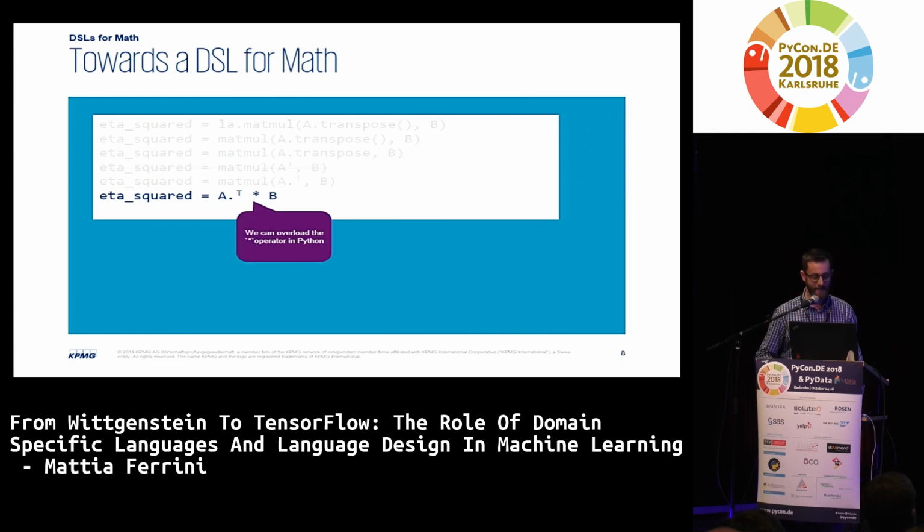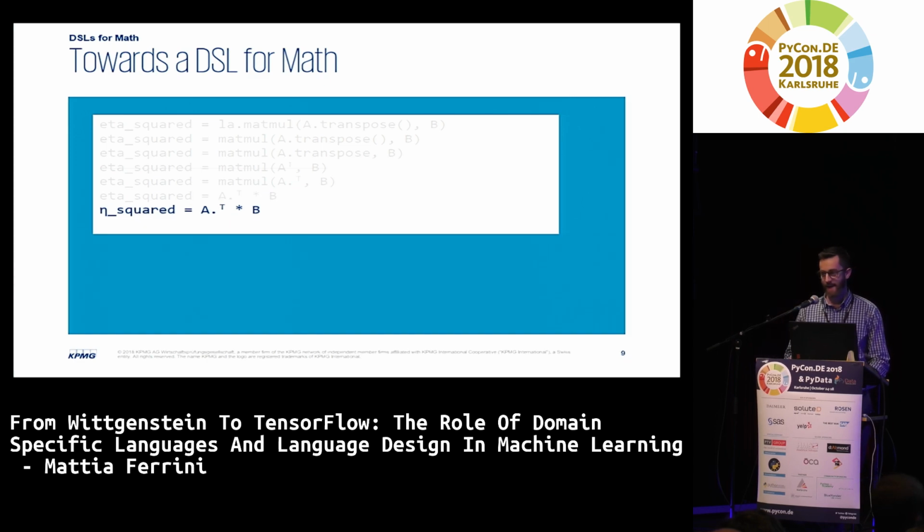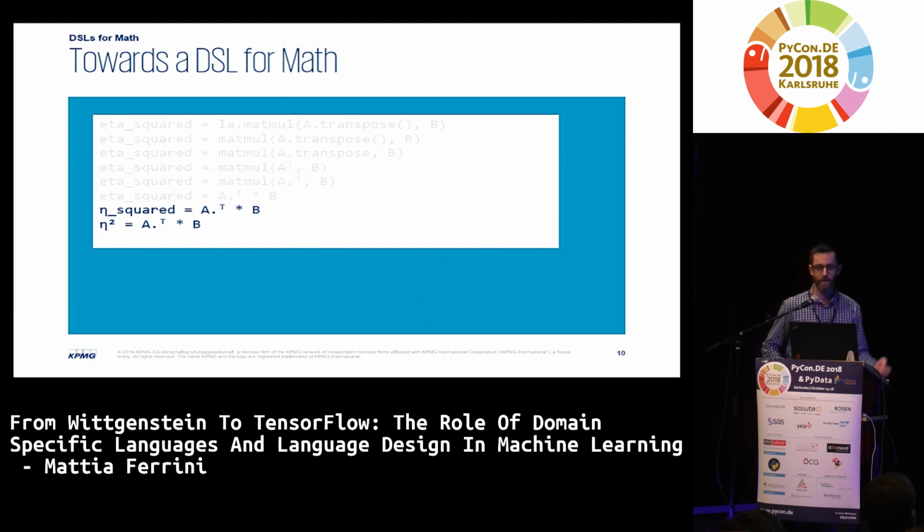And we can overload the star operator. And we can continue with Unicodes. So Unicodes are one of the secret sources for domain-specific languages. And what we get here is something which is easily understandable by engineers and mathematicians, something which is very close to what you see in the math and engineering books.